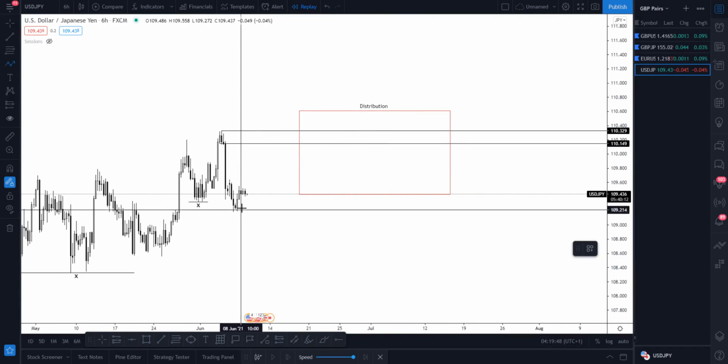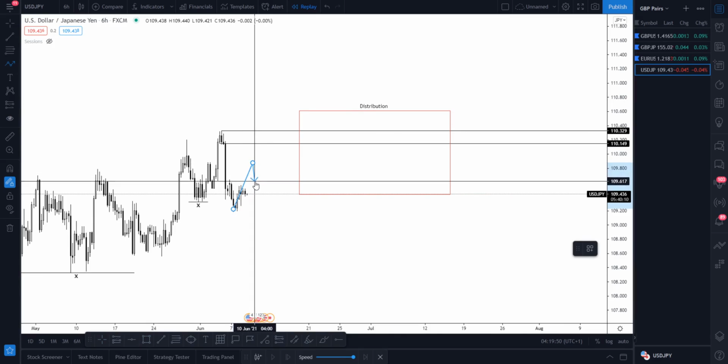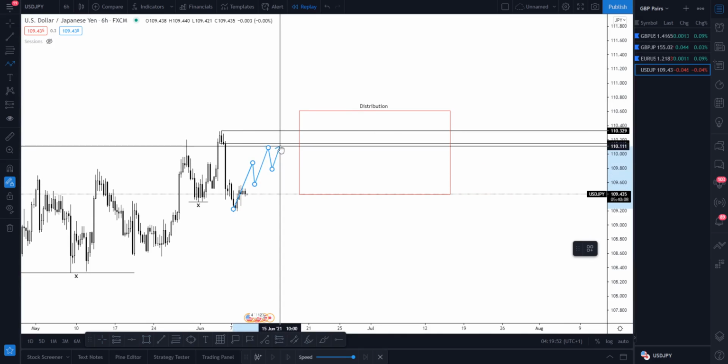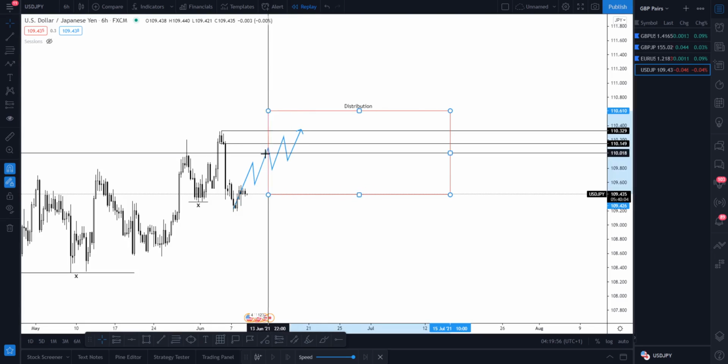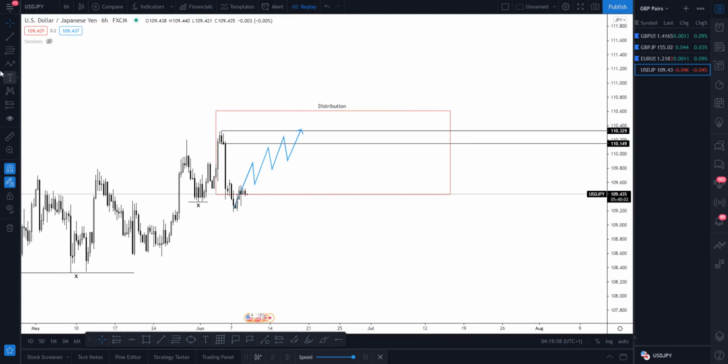So price is obviously going to have to make its way up, right? And it's going to look something like this. Price is going to come into our point of interest, something like that. Boom, it's inside of our point of interest. Now, what are we expecting? We see this bullish move up, right?